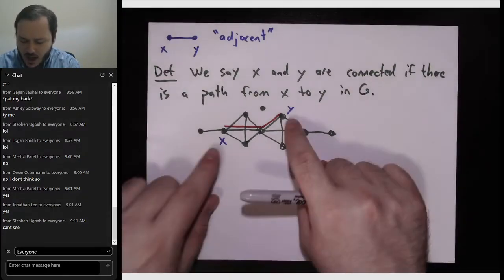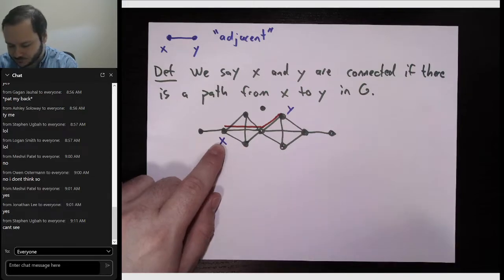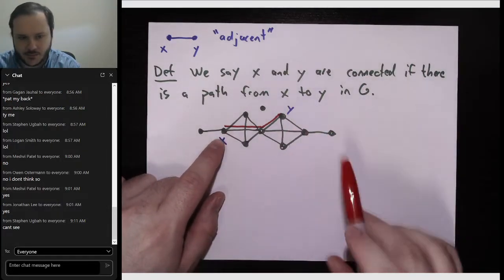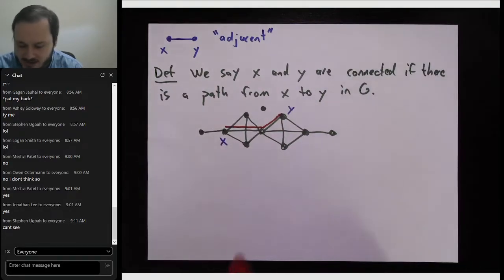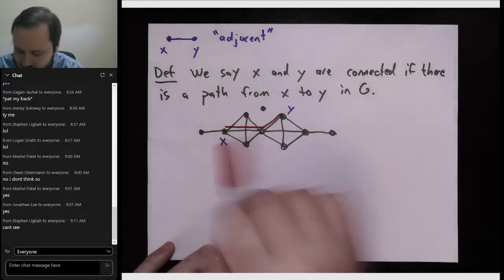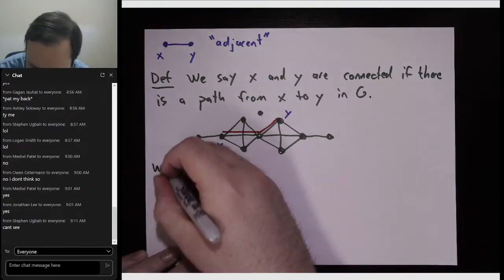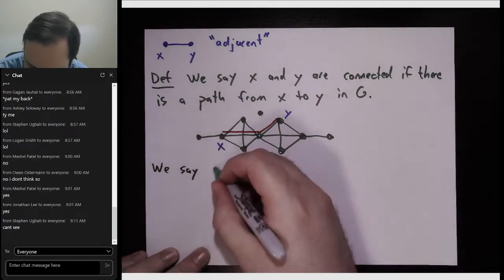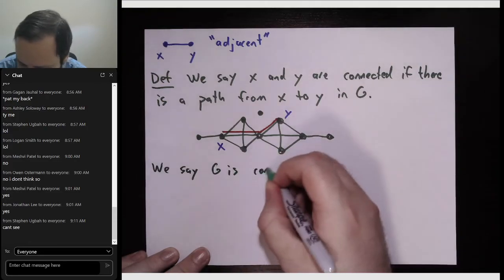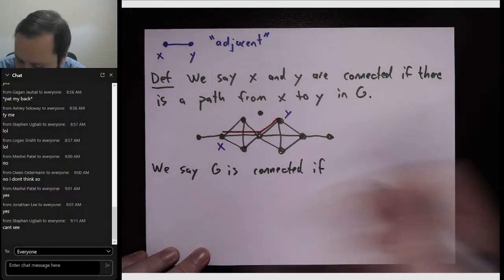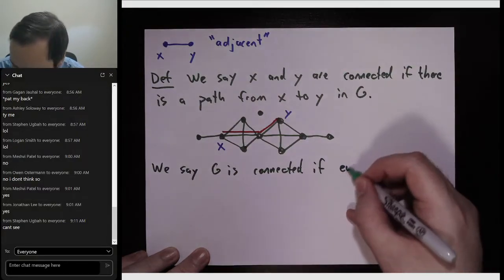So x and y are not adjacent. There's no edge directly from x to y, but they are connected. They're connected because I can get from x to y by traveling along edges. And then we say a graph is connected if every pair of vertices is connected.